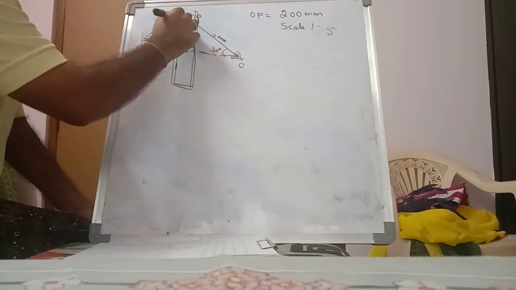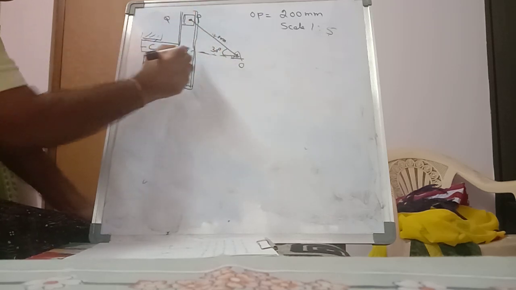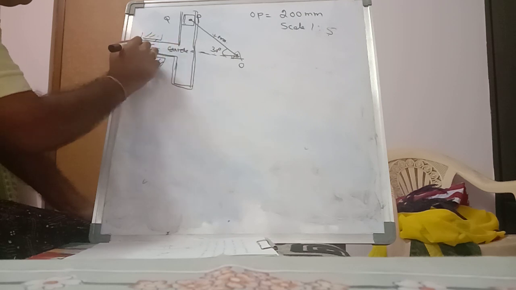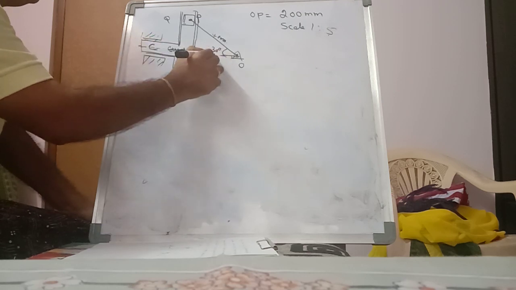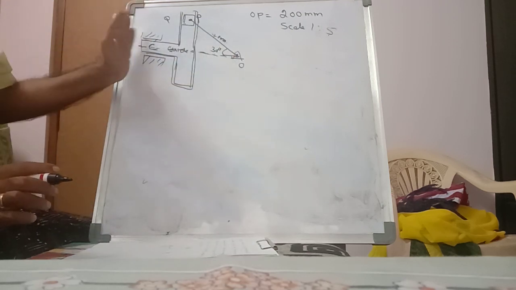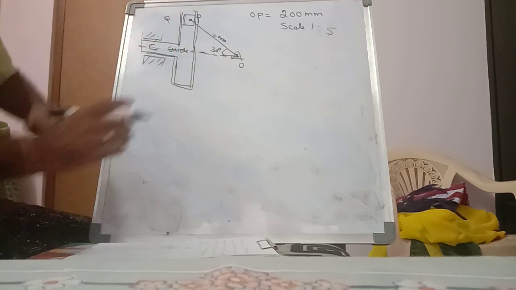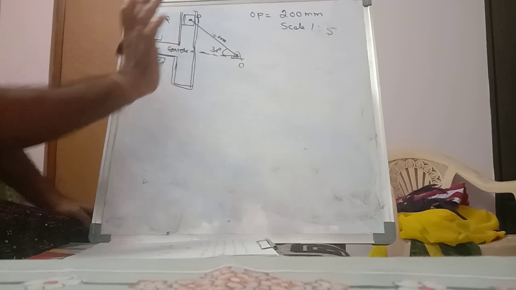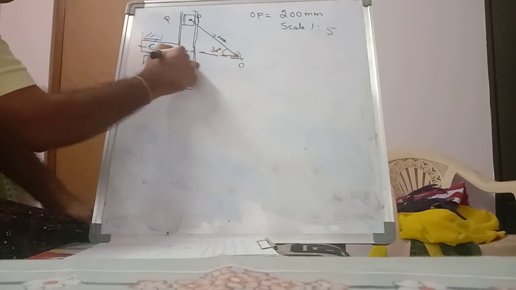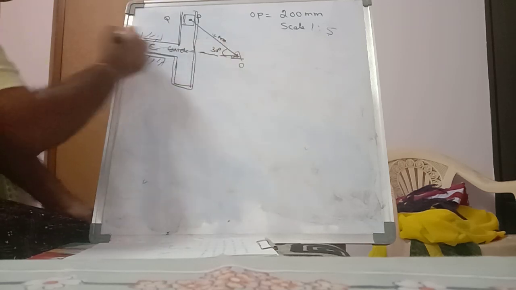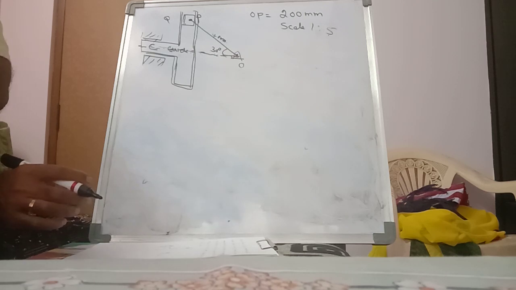After getting P, just draw a slider and you draw a guide. You can see that the guide, where the point C is, is horizontal to O. At any location you can locate the guide. No other dimensions are required here, only the OP dimension is required. But you can see that O and C, this guide will be horizontal. These 2 points you have to remember.